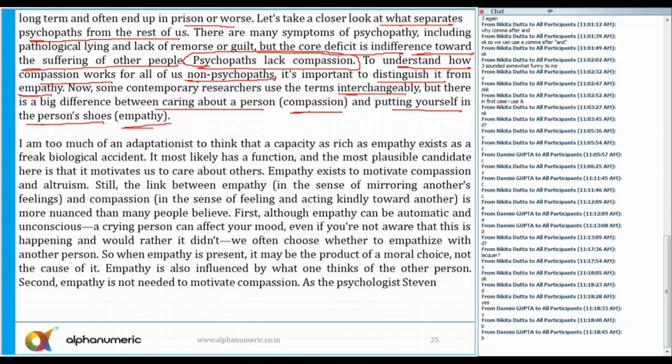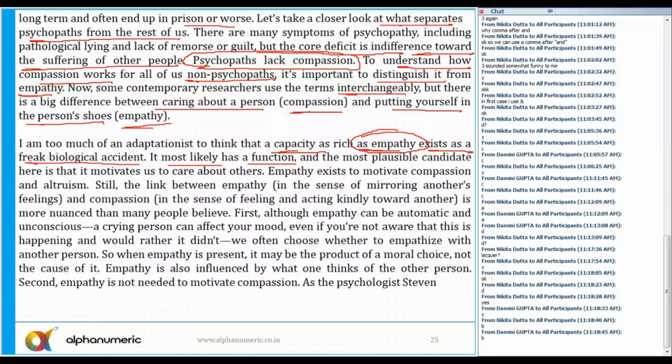Now the author says that he doesn't believe that a capacity such as empathy exists as a freak biological accident. Empathy is not an accident. Empathy has evolved in us as a normal part of evolution. It is not something that has come accidentally to us. It is most likely a function. Okay, it has a function. Why has evolution given human beings empathy? It has not come to us by accident.